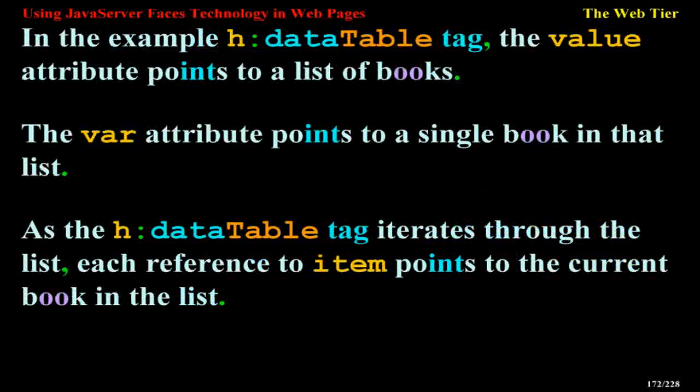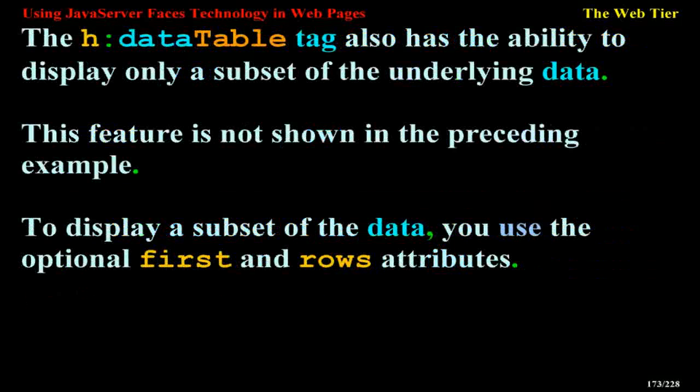In the example h:dataTable tag, the value attribute points to a list of books. The var attribute points to a single book in that list. As the h:dataTable tag iterates through the list, each reference to item points to the current book in the list. The h:dataTable tag also has the ability to display only a subset of the underlying data. This feature is not shown in the preceding example.